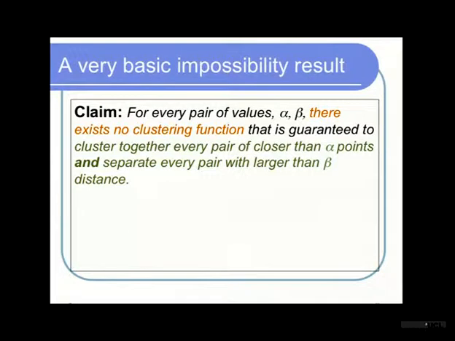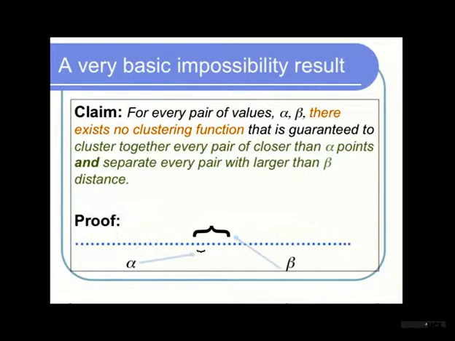Does anybody see the proof? It's a one-line proof in more than one meaning. Here is the one line. Assume that these are my points, and this is the distance alpha, and this is the distance beta. If I want to make sure that every points which are closer than alpha are together in the same cluster, I will have to put all the points in the same cluster, but then I'll get points of distance beta which are in the same cluster. And it doesn't matter what are the values of alpha and beta. So this is a very simple impossibility. The two requirements that we have in the definition of clustering are contradictory right from the onset.